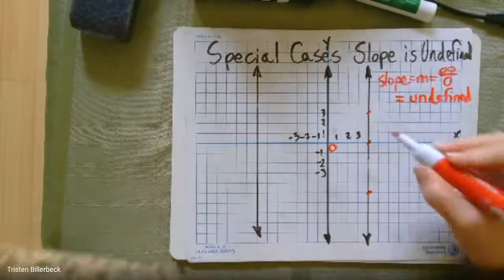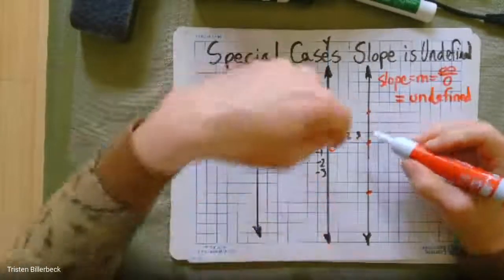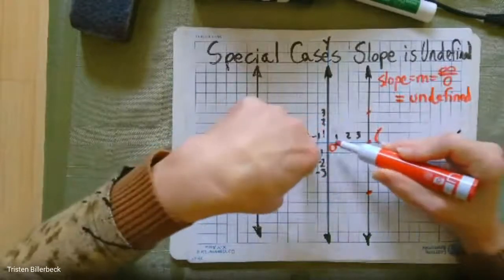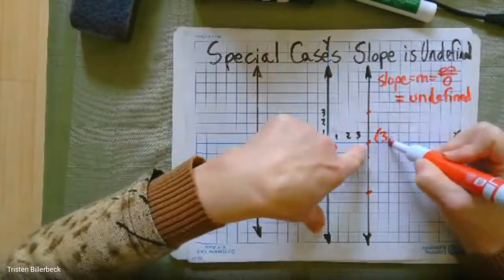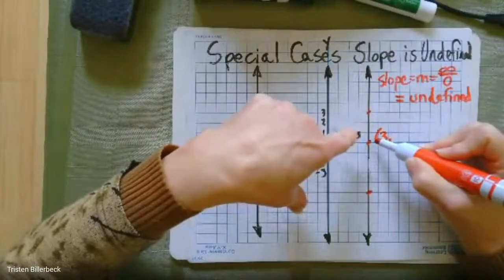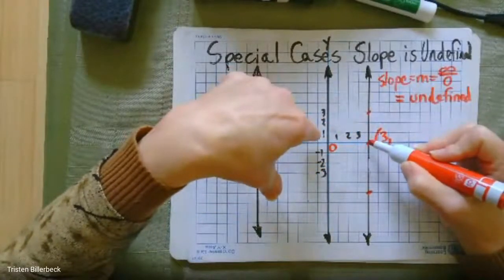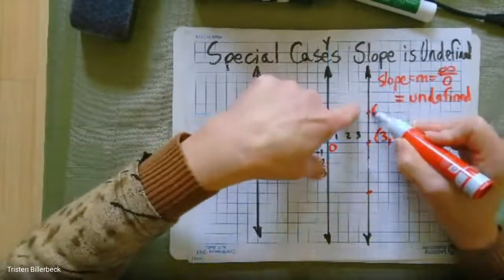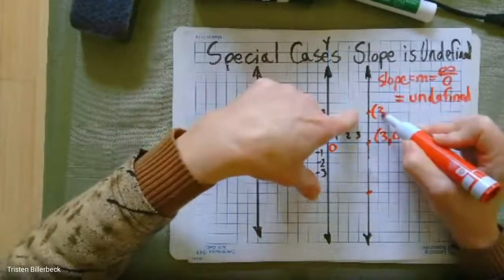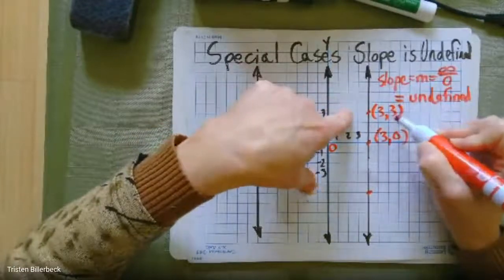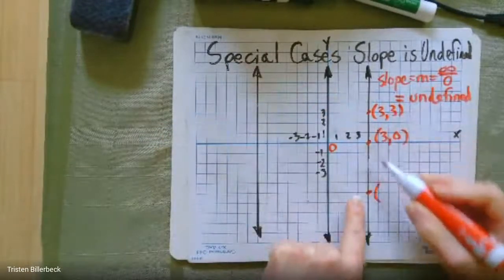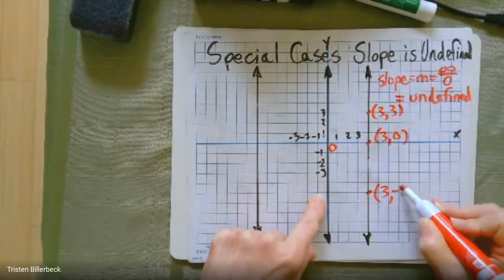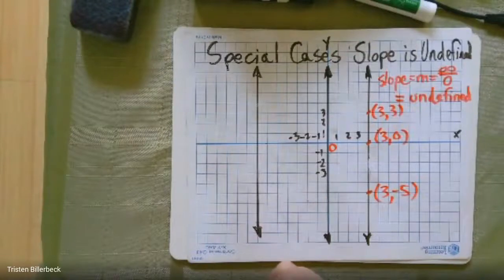Okay, so now let's look at our points here. We have 1, 2, 3 is the x. And let's see what the y is. The y is 0. How about this one? We have 3 is the x, and y is 3. Then we go to this one, and we have 3, and then this is 4, 5, so -5. So what do they all have in common?